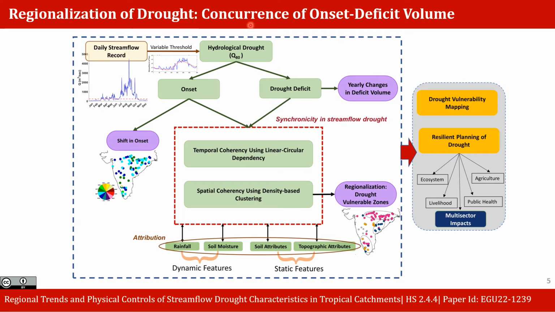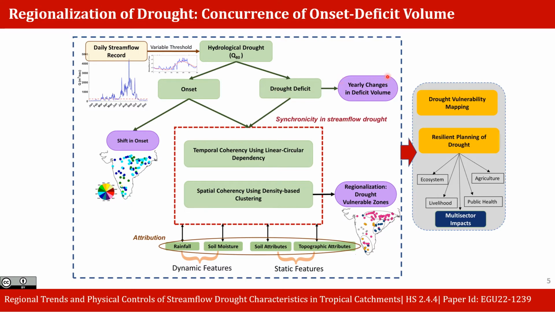Regionalization of drought, concurrence, onset, and deficit volume. Now we'll understand what we have done in our study. We obtained the observed daily streamflow record, and then we applied the variable threshold method, that is Q80, for identification of hydrological drought. After identifying the hydrological drought, we obtain the onset timing and the drought deficit volume. So for each event we got an onset time, and also a drought deficit volume.